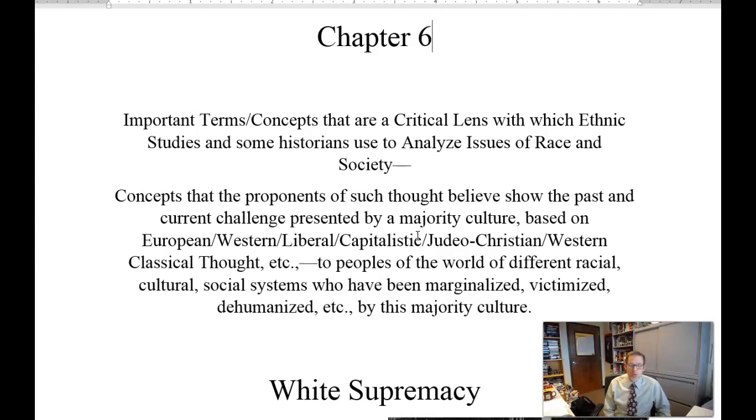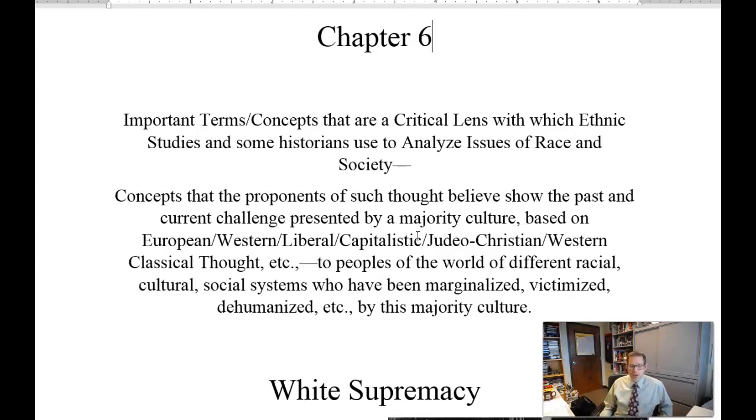Both these terms or concepts are a way an ethnic studies professor, scholar, or student can look at certain issues. Now, historians may use these lenses as well, and certainly in some cases you absolutely would. But it's the way you analyze issues of race and society. As you study this topic, you try to have some coherent, logical way to look at it and to frame it in your own mind.